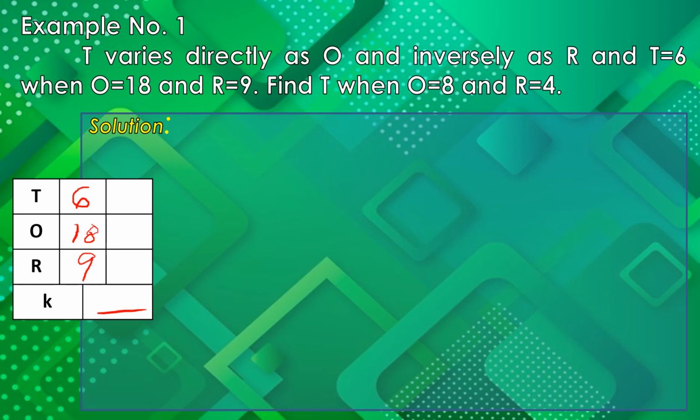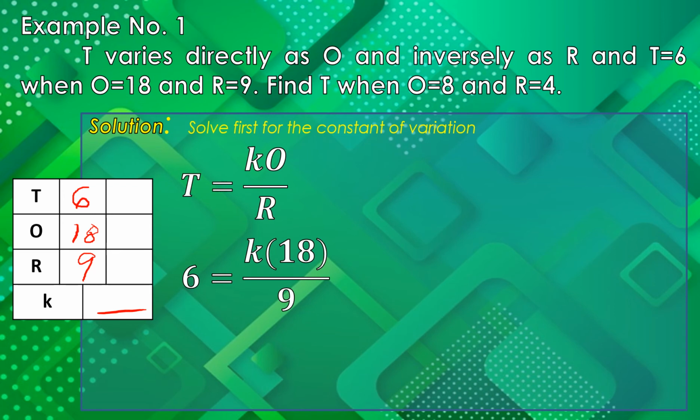From that, makukuha natin yung ating K, or yung ating constant of variation. Lagay muna natin sa equation, we have T equals KO over R. Then, substitute all the values. We have 6 as T, and then 18 as O, and then 9 as R. From that, cross multiply or simply multiply both sides by 9 to cancel that.